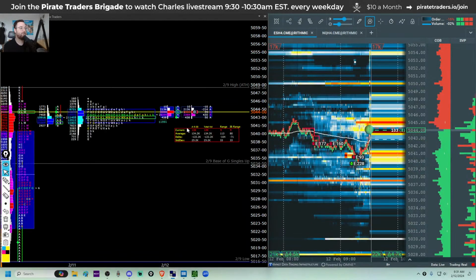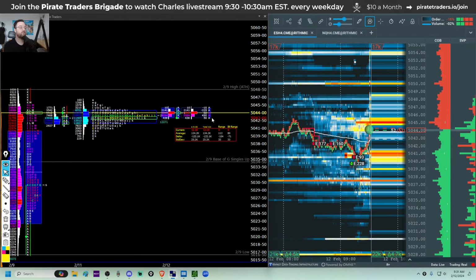Let the chop begin. First minute of the day, we already got a low volume high and a weak low, increasing the odds we're going to go sideways for just a little bit here and chop it up.